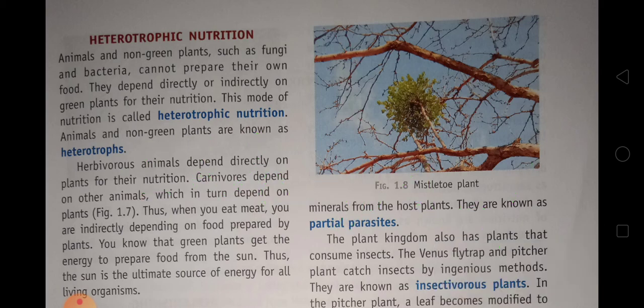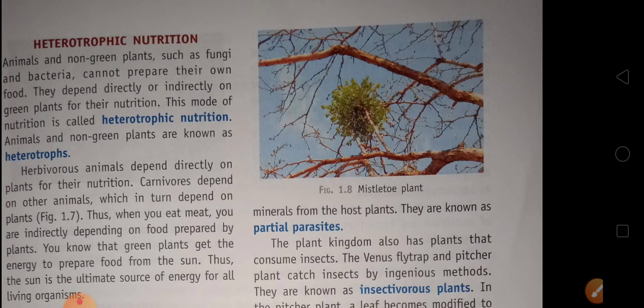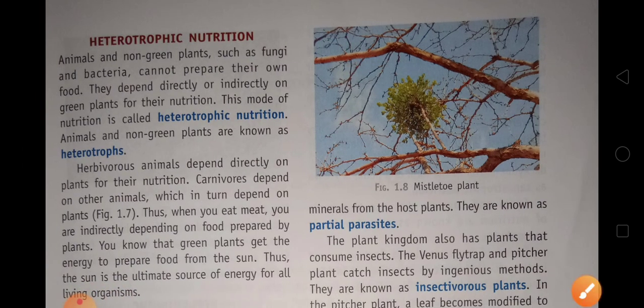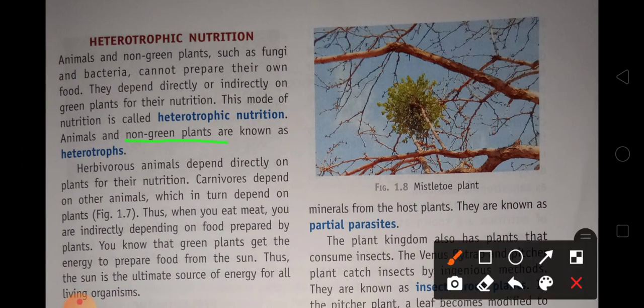क्लोरोफिल नहीं होने के कारण जो है कि वो अपना भोजन नहीं बना पाते हैं. That's why this type of plants are known as heterotrophs. Non-green plants are known as heterotrophs. We are not going to discuss green plants, only non-green plants, because they don't have chlorophyll.